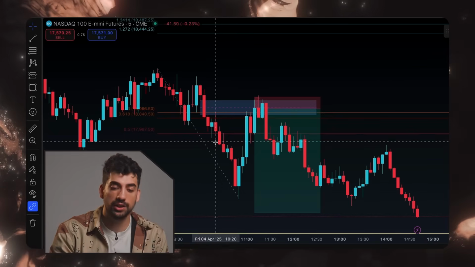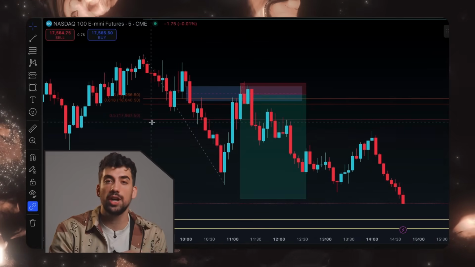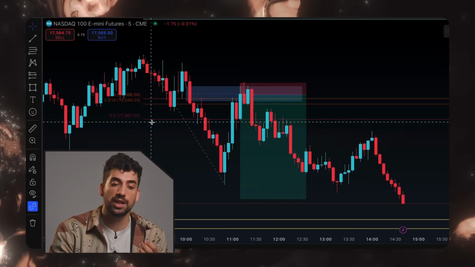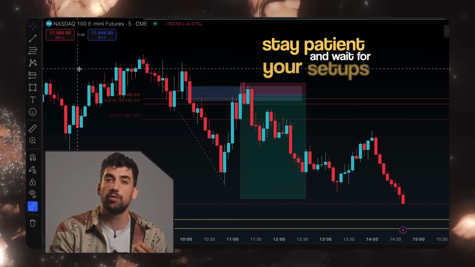Don't FOMO down here, don't FOMO trying to chase these big candles. A good setup, a good trade will always give you multiple entries. You just have to wait for those entries, and your number one job as a trader is to stay patient and wait for your setups.